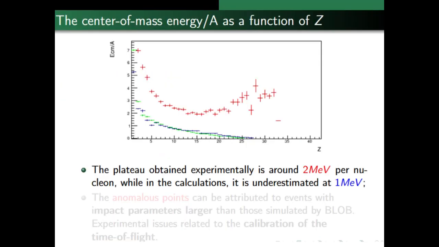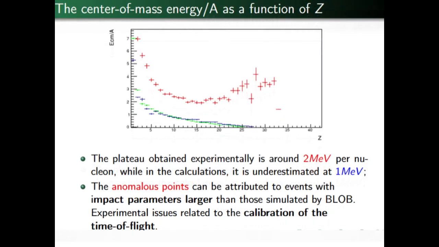The center of mass energy per nucleon as a function of Z for experimental data, red curve, and for the simulation made by BLOB plus GEMINI++ in two cases: when there is no variation of excitation energy, blue curve, and when a variation is applied, green curve, is shown in the following graph.